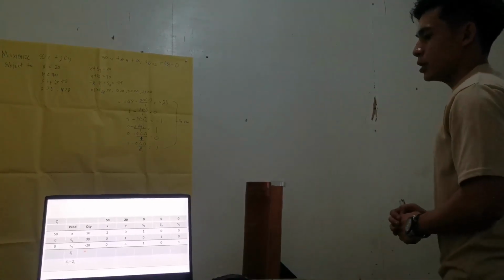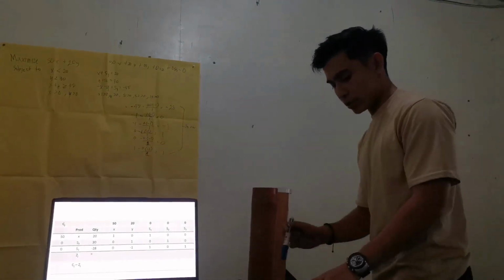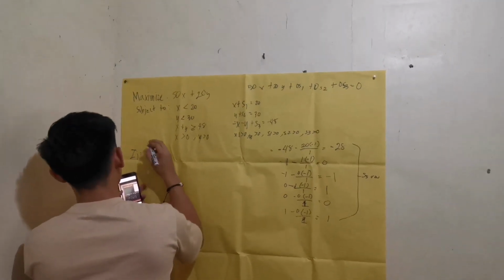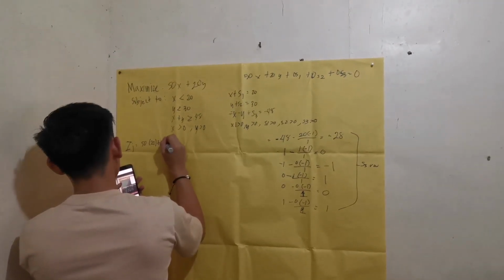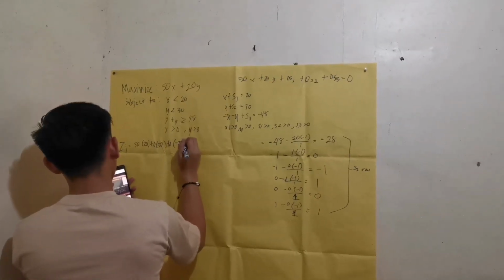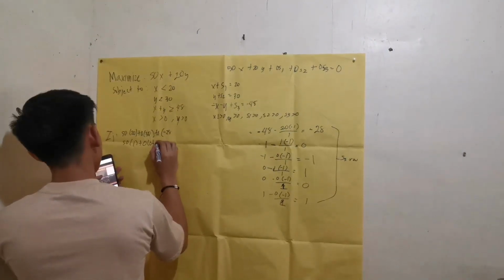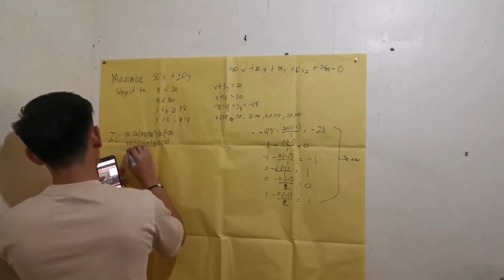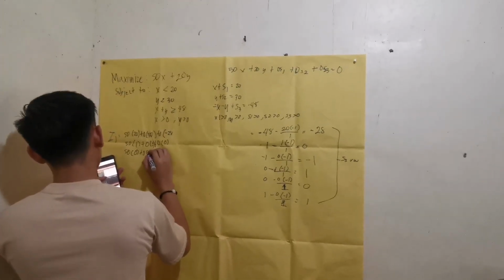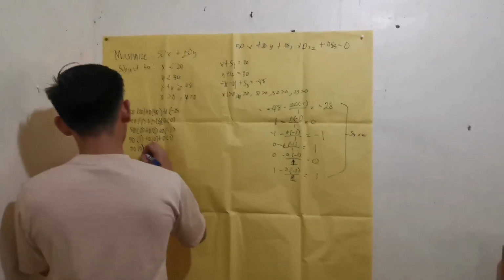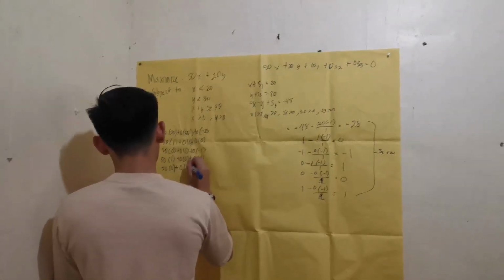So again, we get the Z sub j. In order to get the Z sub j, we multiply the C sub j by the constraints. Let me write it again, the formula for getting it: 50 times 20 plus 0 times 30, 0 times negative 28. Then 50 times 1 plus 0 times 0 plus 0 times 0, and 50 times 0 plus 0 times 1 plus 0 times negative 1, and 50.